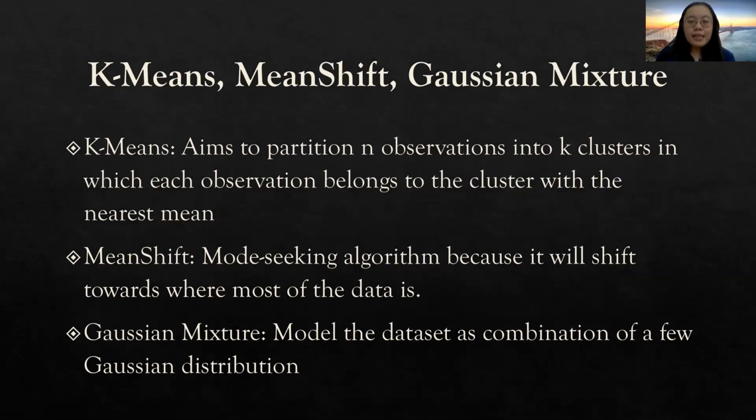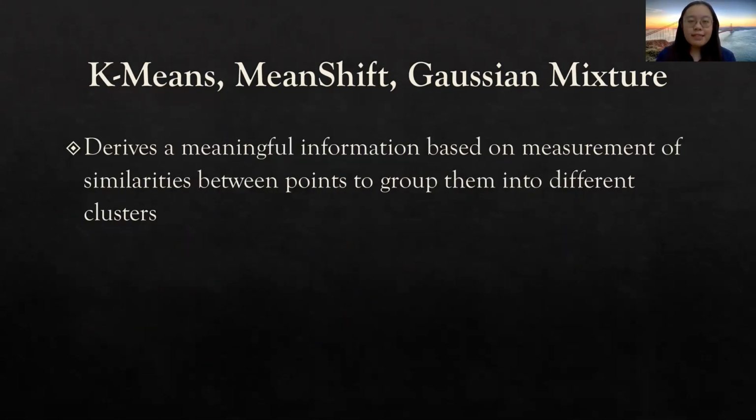K-means is a method that aims to partition an observation into k clusters in which each observation belongs to the cluster which has the nearest mean. Mean shift is a mode shifting algorithm because it will shift towards where most of the data is, while Gaussian mixture is the method that models the dataset as a combination of a few Gaussian distributions. The reason to choose clustering is it can derive meaningful information based on measurement of similarities between points to group them into different clusters.